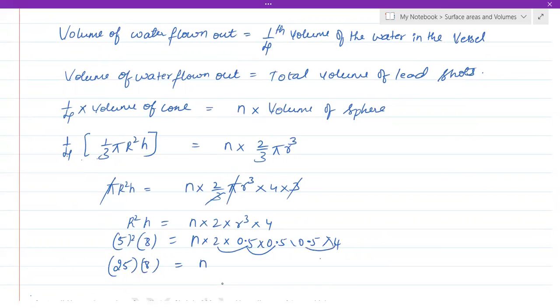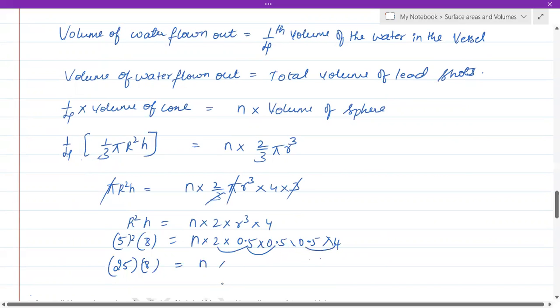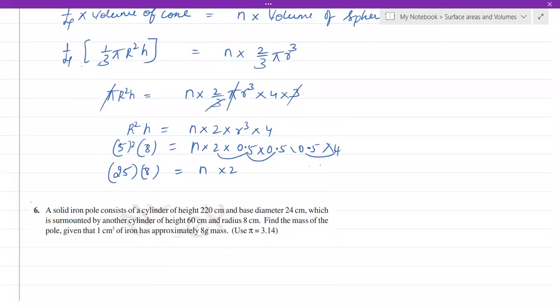Now this 4 into 0.5 is 2. So here the answer was 1, and 1 into 2 is 2. So you will end up with the answer 2. Now what we need is the value of n. So let's send 2 to the other side.